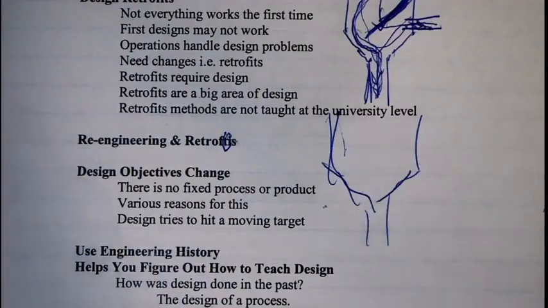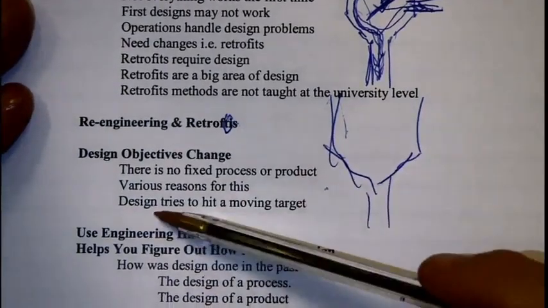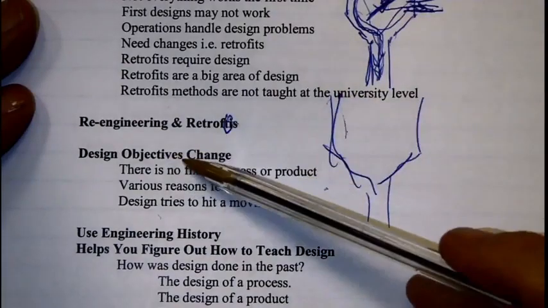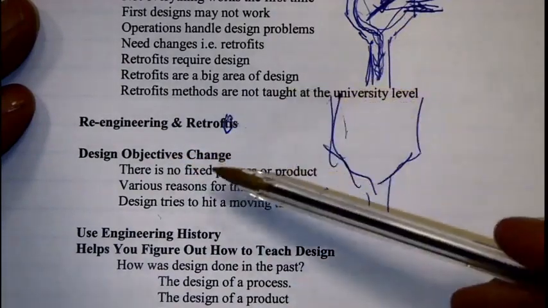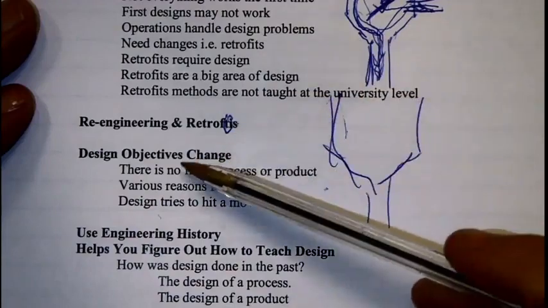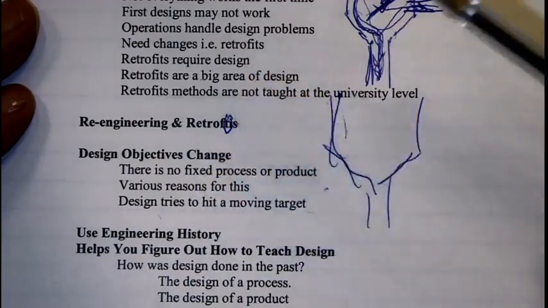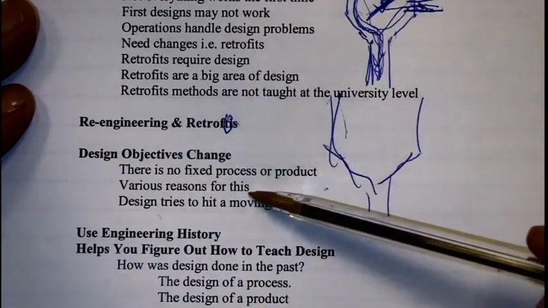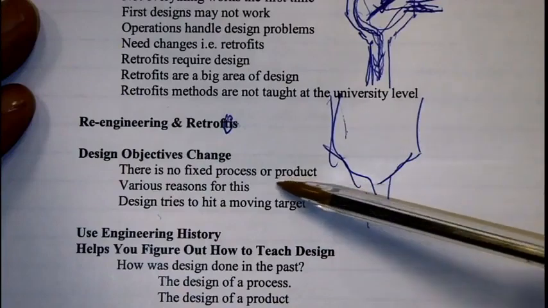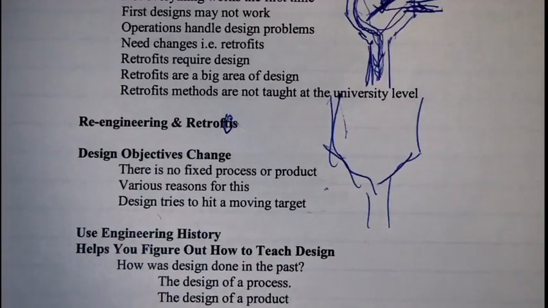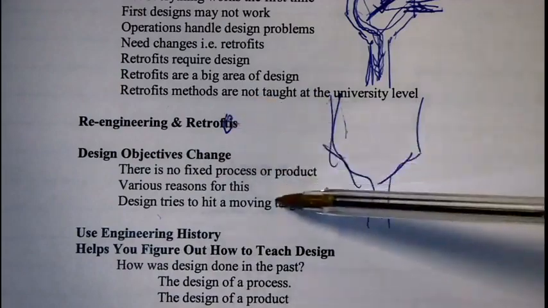Design objectives change. Now, the big point here is design is like trying to hit a moving target. Your objectives change on you, and as a result, everything else changes. So there's really no fixed process, and there's really no fixed product. And there's all kinds of reasons for this. Maybe government regulations changed on you. Maybe your competitor has got a new product out. As a result, you have to make design changes.